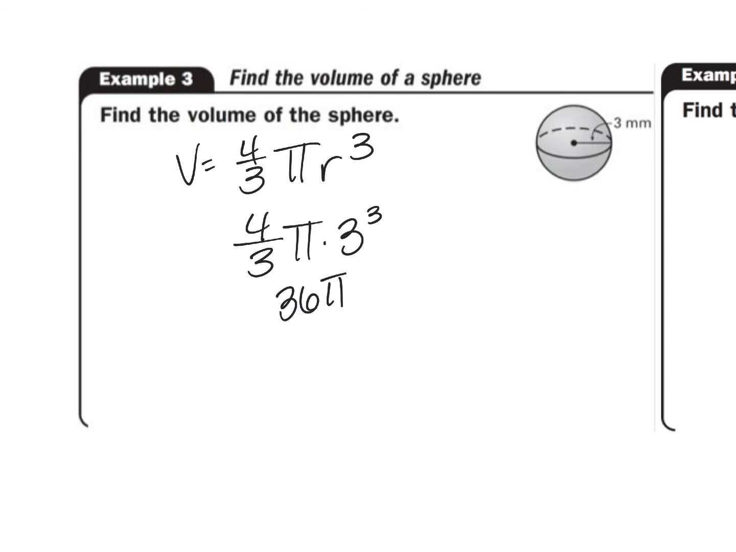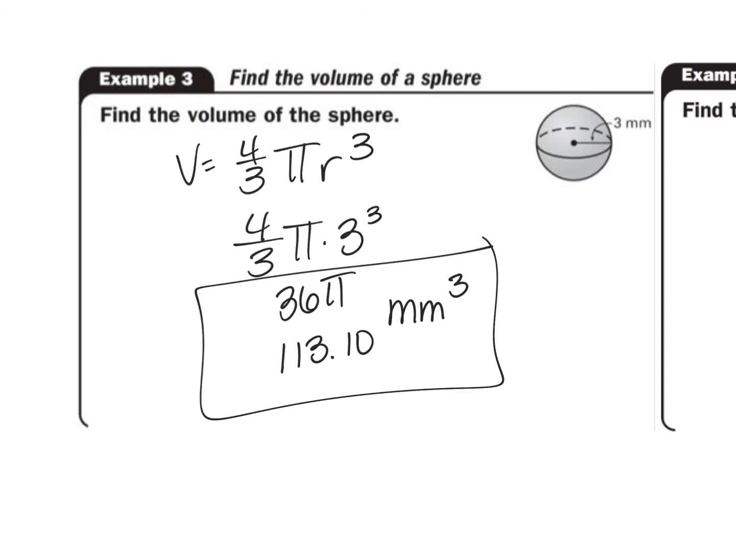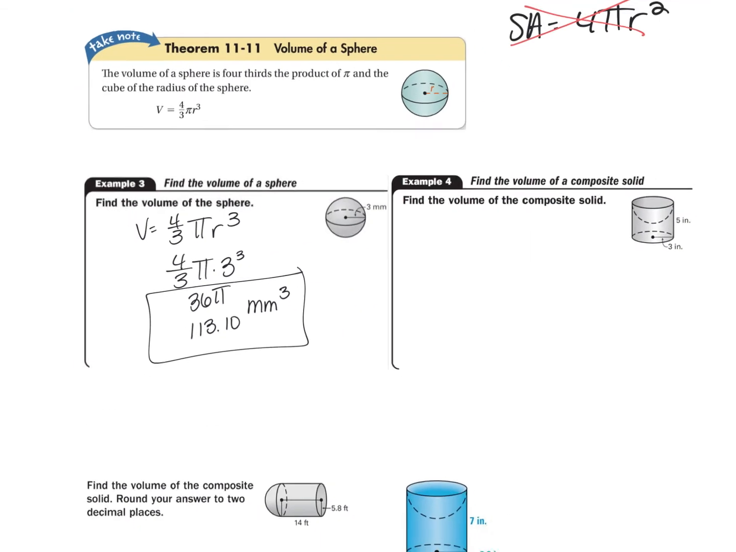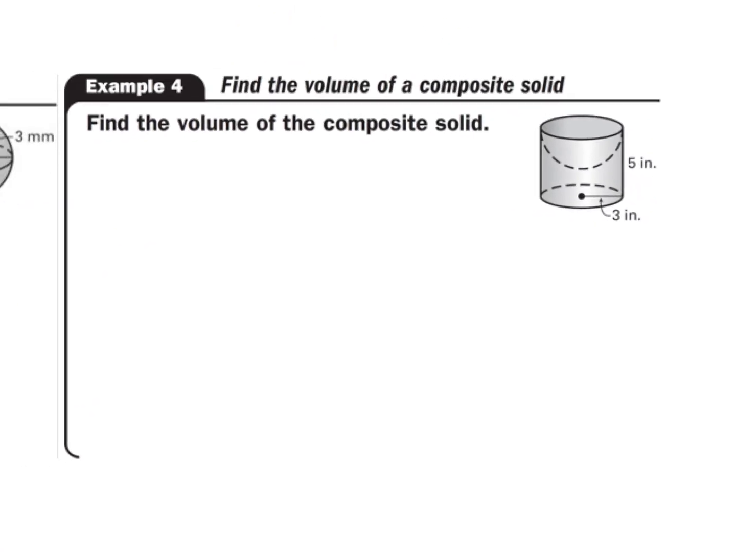Or if they wanted it rounded, you would do 36 pi in your calculator and you get 113.10. This is a weird rounding one, it rounds up to 10. Okay, and the label, can't forget that, it would be millimeters cubed. See, look how easy spheres are. Love them.